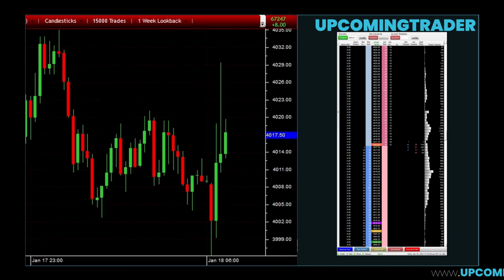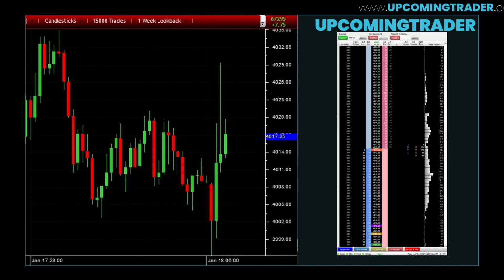Understanding these levels can be further enhanced when combined with key chart patterns. For example, if you see a double top forming near the POC, it could indicate a strong resistance level that the price is unlikely to break through, making it a potential point for a reversal or shorting opportunity.